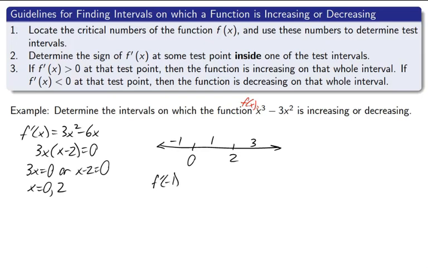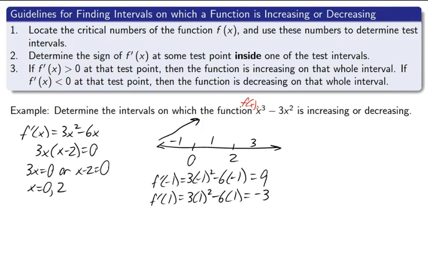F prime of -1 is 3 times -1 squared minus 6 times -1. That's 3 plus 6 is 9. That's greater than 0. So therefore the function is increasing from -infinity to 0, everything less than 0. Next one is 1. I get 3 times 1 squared minus 6 times 1, which is -3, meaning the function is decreasing between 0 and 2.